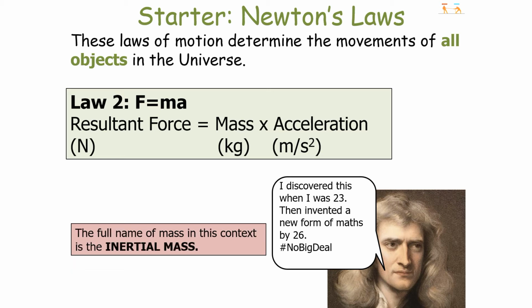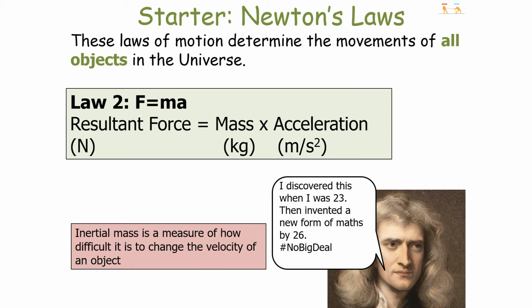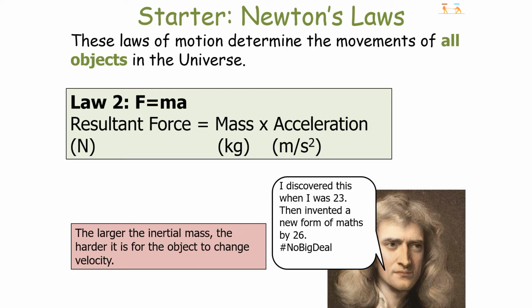Now the full name of mass in this context is actually called the inertial mass. The inertial mass is a measure of how difficult it is to change the velocity of an object. So the larger the inertial mass, the harder it is for an object to change velocity, the harder it is for an object to accelerate.